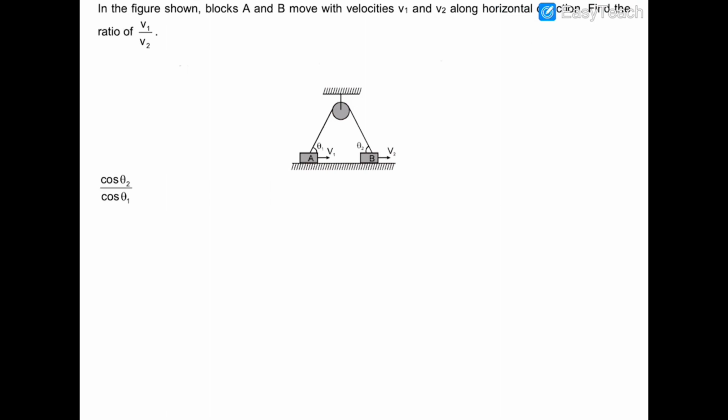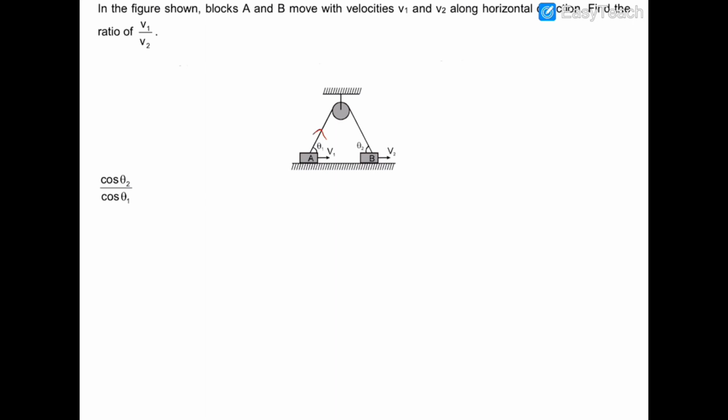In this question, there are two blocks A and B which are moving as shown in the figure with velocities v1 and v2 respectively. Now they are connected by a rope which is going from a pulley, and pulley is fixed pulley, and we have to find out the ratio v1 and v2. So first of all, we have to resolve the components of v1 and v2 along the rope.